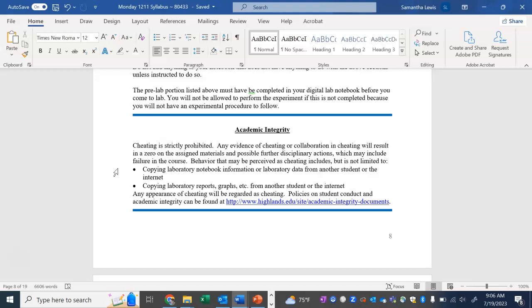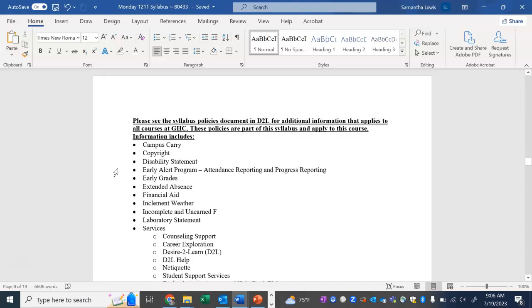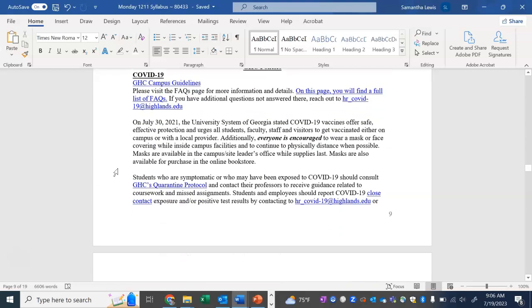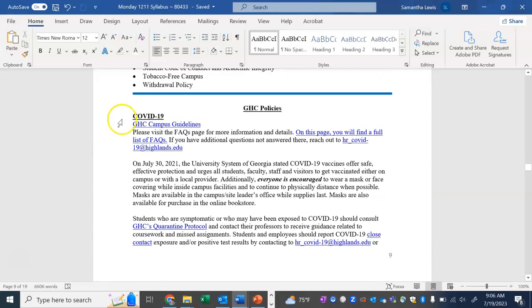Everything in this syllabus beyond this section is going to be academic integrity, all the copyrights, policies for GHC. There's your COVID-19 policy, so you know how to get through that.